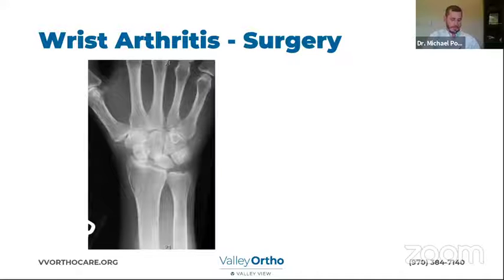So for wrist arthritis, there are a variety of surgical options, and typically we'll tailor the exact details of the procedure to the precise anatomy of the individual patient's arthritis.